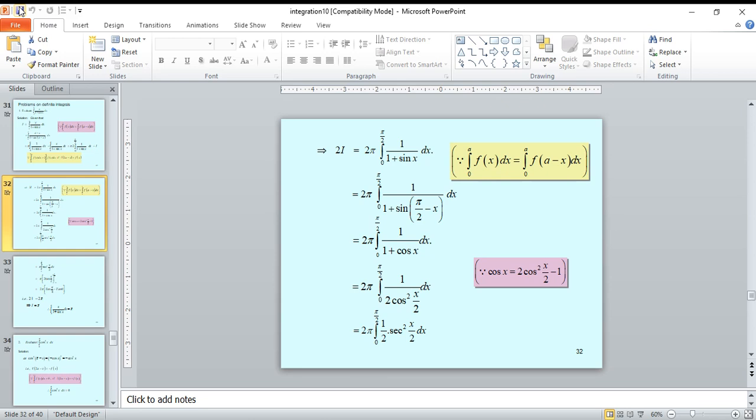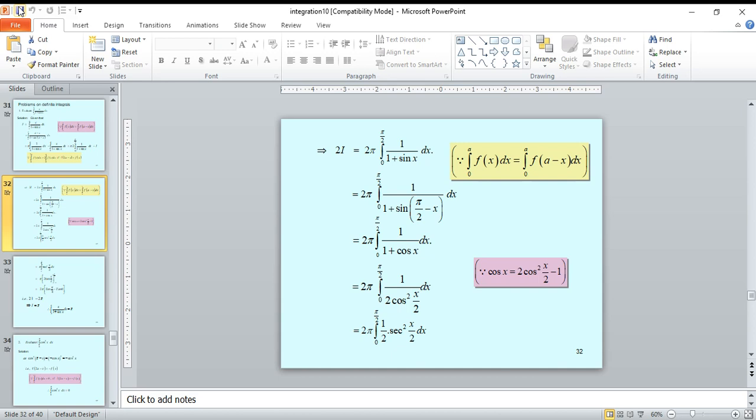Apply the same rule, the sixth property: integration 0 to a f of x dx equals integration 0 to a f of a minus x dx. 2 pi into integration 0 to pi by 2, 1 by 1 plus sin of pi by 2 minus x dx equals 2 pi into integration 0 to pi by 2, 1 by 1 plus sin of pi by 2 minus x. Sin of 90 minus theta is cos theta, so that is 1 plus cos x dx. 2 pi into integration 0 to pi by 2, 1 by 1 plus cos x, which is 2 cos square x by 2 dx.